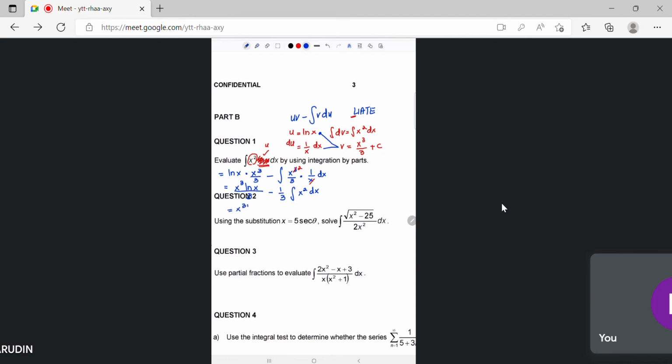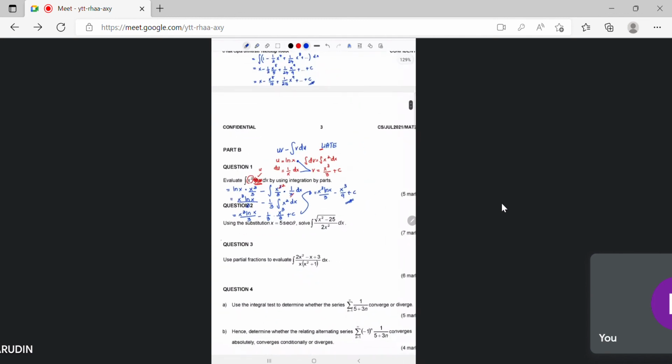So x cubed ln x over 3 minus 1 over 3. Okay, integrate. So x, integrate, power mesti tambah 1. x cubed over 3 plus C. So x cubed ln x over 3 minus x cubed over 9 plus C. So this is the final answer. Simple kan? 5 markah. Sesuai lah. 5 markah.